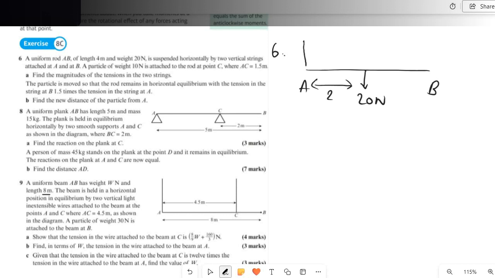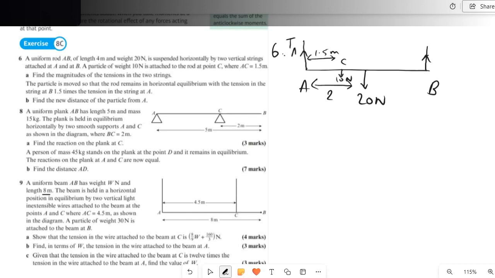And we also have two vertical strings attached to A and B, meaning there should be tension here and a tension here. And since a particle of weight 10 newtons is attached to the point C where AC is 1.5, so we can say this is C and this is going to be 10 newtons, which is the weight of the particle, and this is 1.5 meters. So we have to find the magnitudes of the tensions in the two strings.